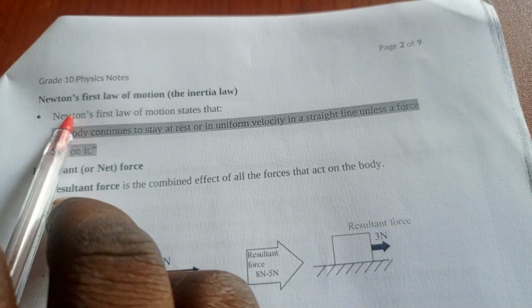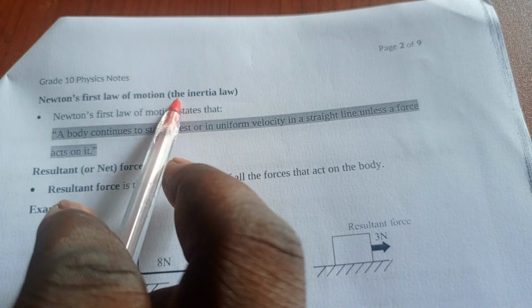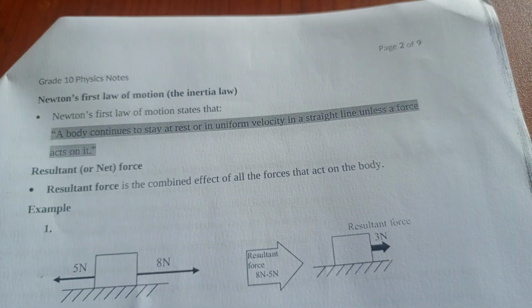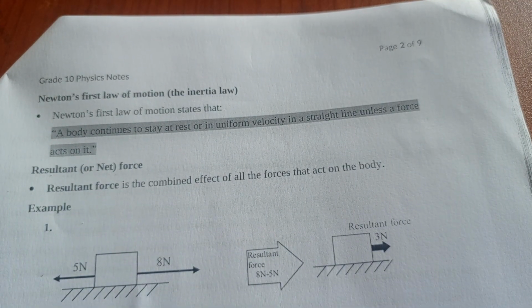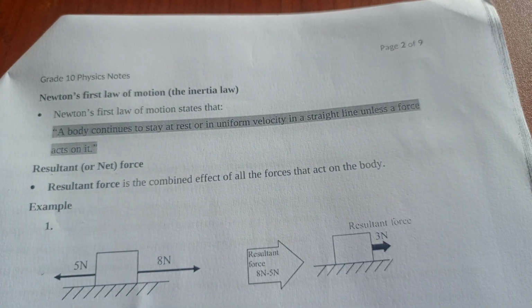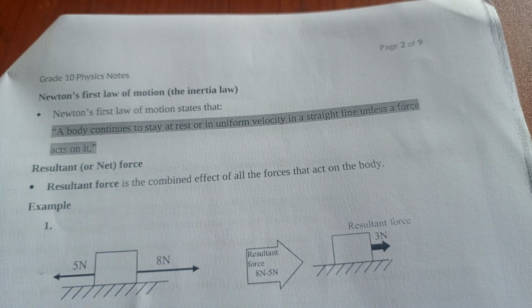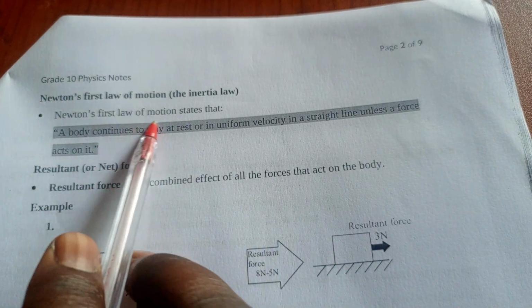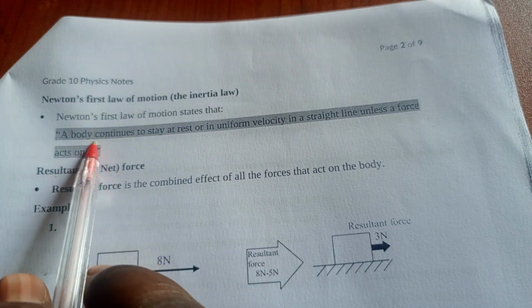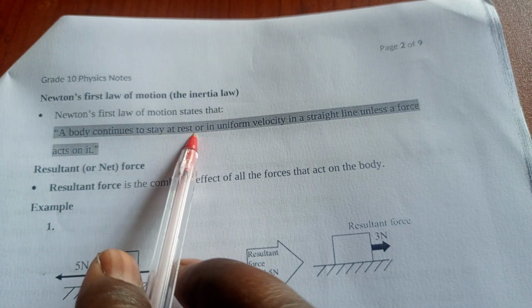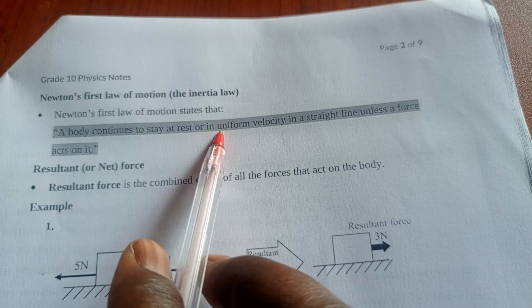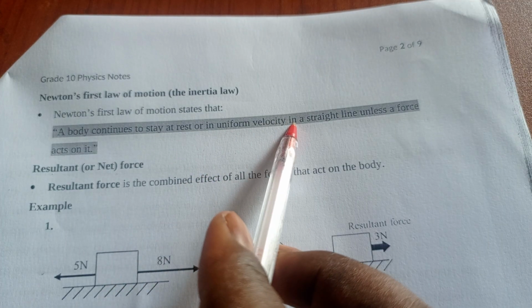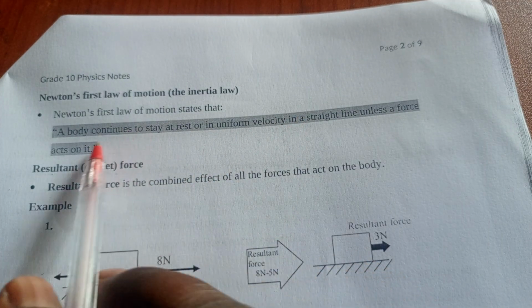Then we go to Newton's first law of motion, which we also call the law of inertia. We need to understand the three laws of Newton's laws of motion. The first law is talking about inertia. Newton's first law of motion states that a body continues to stay at rest or in uniform velocity in a straight line unless a force acts on it.